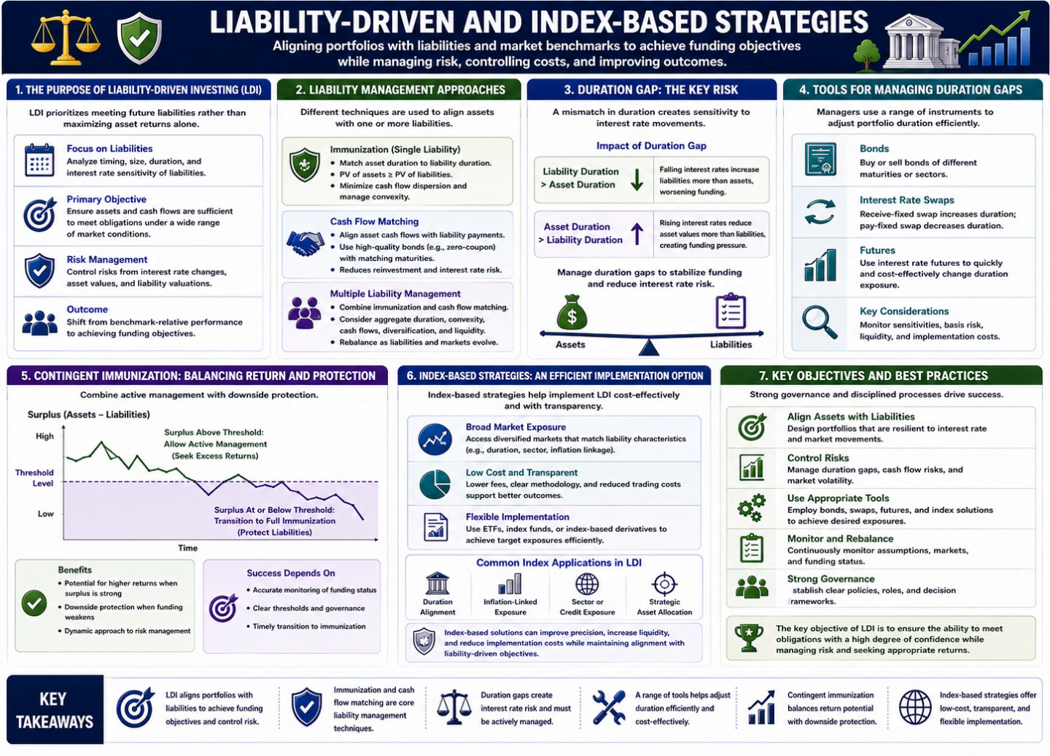The key objective of liability management and duration gap control is to ensure that future obligations can be met regardless of changing market environments. Effective strategies require matching asset characteristics with liability requirements, controlling interest rate risk, and maintaining sufficient flexibility to respond to evolving conditions. Immunization, cash flow matching, contingent immunization, and derivative overlays each provide valuable tools for managing funding risk. Portfolio managers must evaluate the advantages and limitations of each approach in light of liability complexity, market opportunities, and institutional objectives.